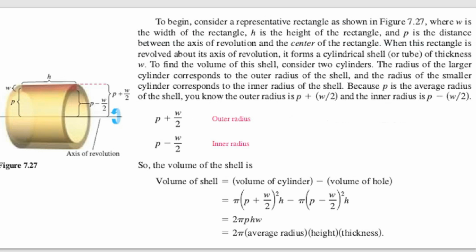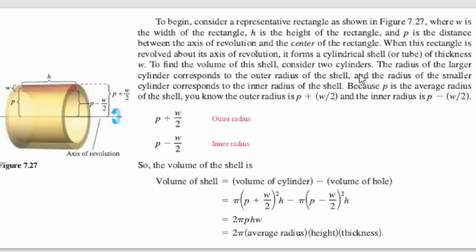To begin, consider a representative rectangle as shown in figure 7.27, where W is the width of the rectangle, H is the height of the rectangle, and P is the distance between the axis of revolution and the center of the rectangle. When this rectangle is revolved about its axis of revolution, it forms a cylindrical shell or tube of thickness W.